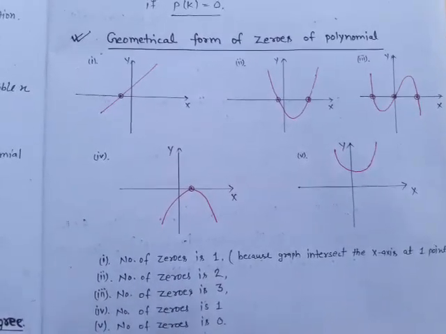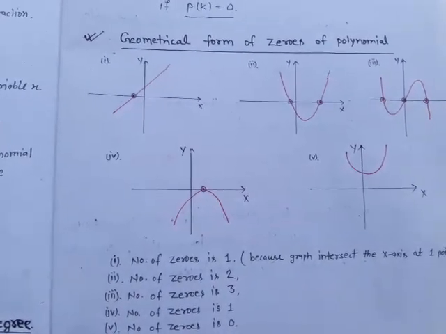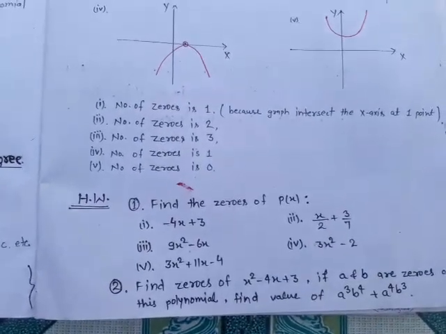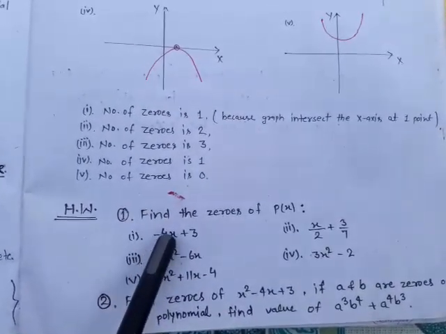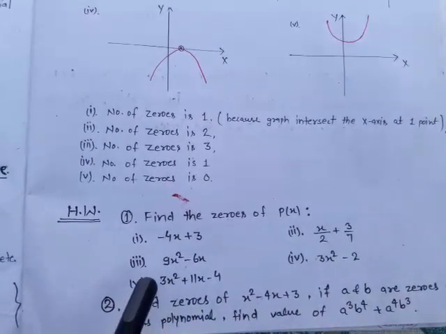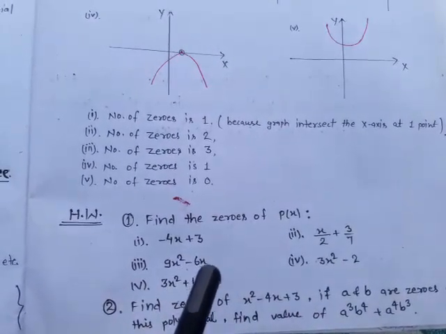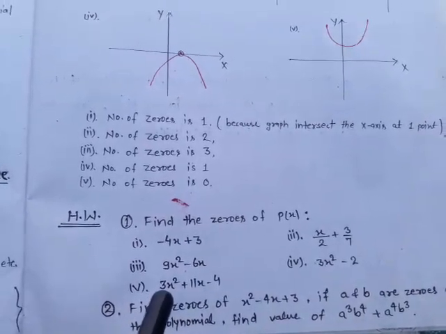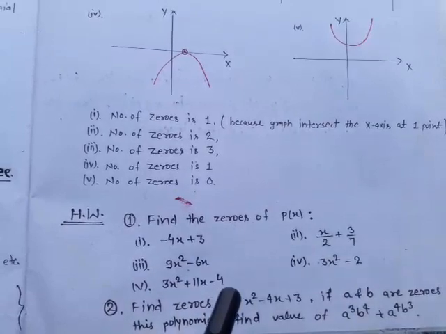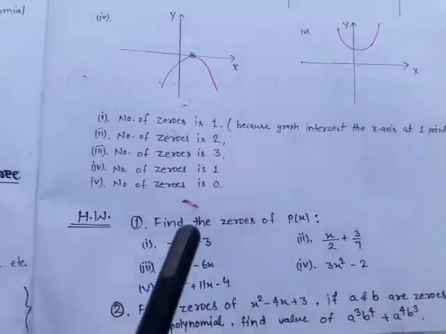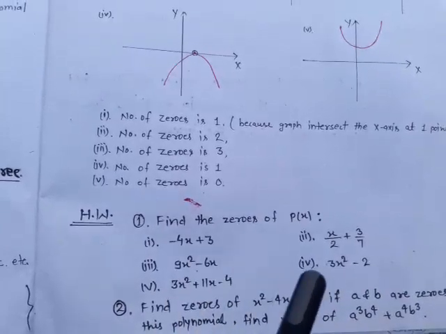With the help of this lecture, you can solve your homework. Your homework is to find the zeros of p(x). First one is minus 4x plus 3. Second one is x by 2 plus 3 by 7. Third one is 9x square minus 6x. Fourth one is 3x square minus 2. And fifth one, 3x square plus 11x minus 4. This is the format. You can solve this type of question as in class 9.